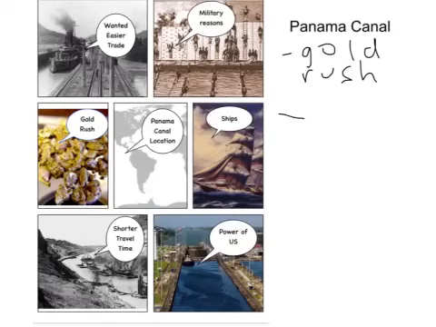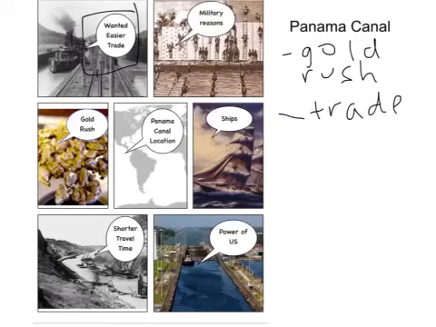And then another major cause was that they wanted easier trade. As you can see right here, I have a picture of the steamboats back then and what the Panama Canal looked like back then. So trade. And also this was a more efficient way of trade because it was a lot quicker.